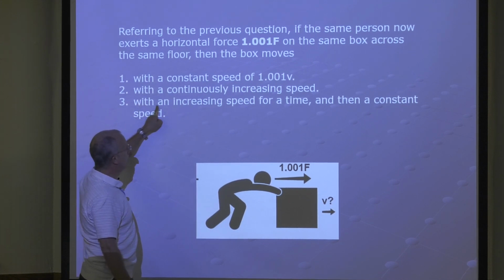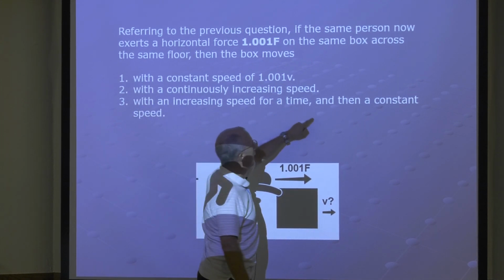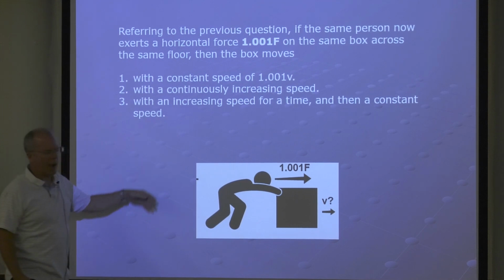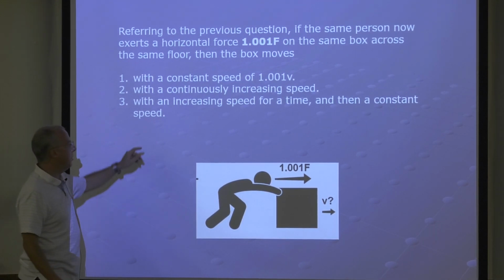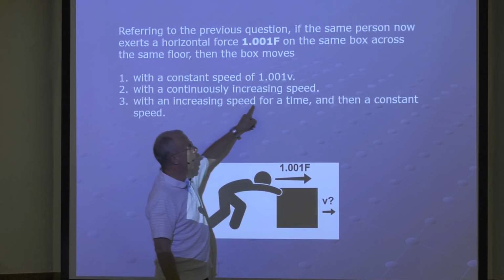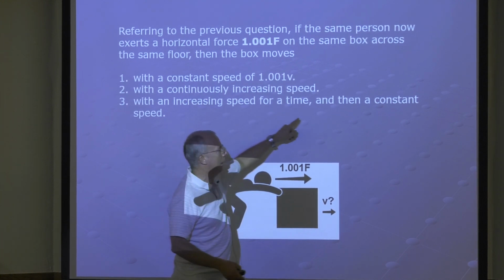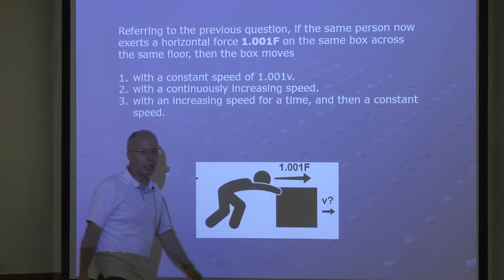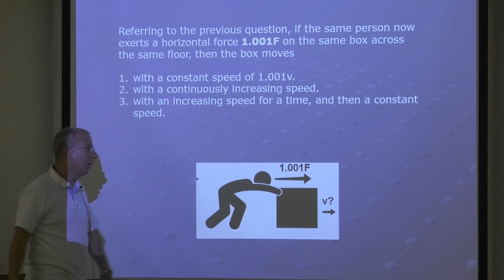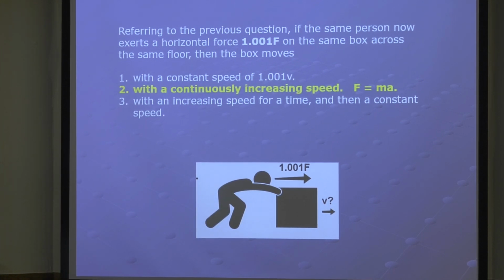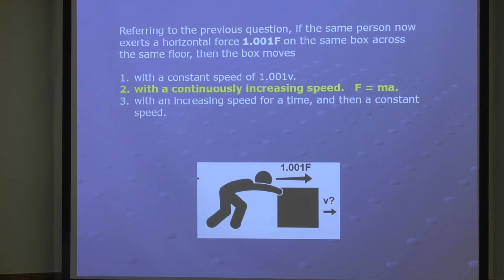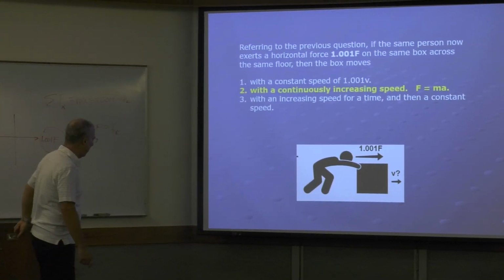3 says the box would move with an increasing speed for a little while, and then it would go at a constant speed. Well, why is that? I mean, that's kind of crazy. If you have an increasing speed, that means the forces are unequal. You can't all of a sudden start going with a constant speed, because that would mean the forces would become equal somehow. So you better understand this, so think about it. This is really important. You'll see this question perhaps again.